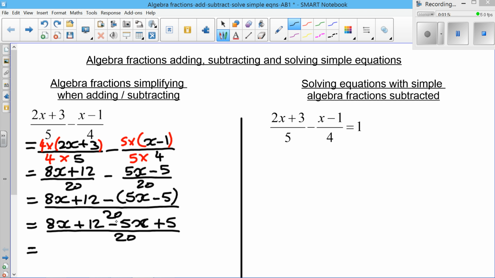Collecting the terms in the numerator, 8x minus 5x is 3x, plus 12 and plus 5 is plus 17, over the 20. And we are done.